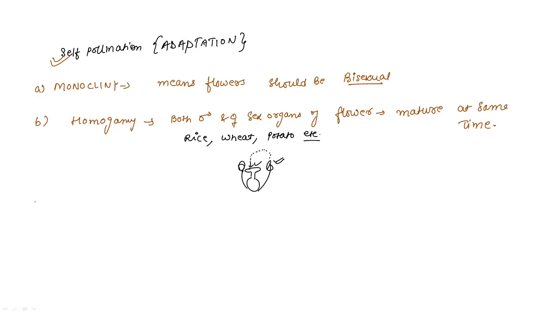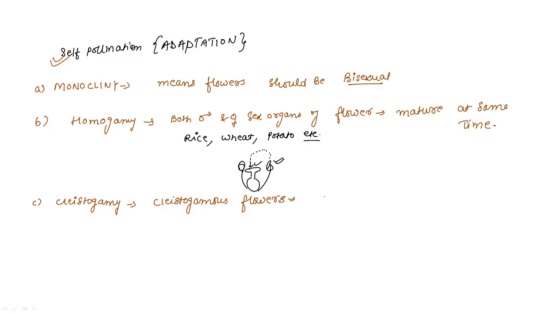The third kind of adaptation is cleistogamy. What is cleistogamy? In short, we have a bisexual flower which is formed and never opens throughout its life. Such flowers are called cleistogamous flowers, and cleistogamy is seen in cleistogamous flowers.